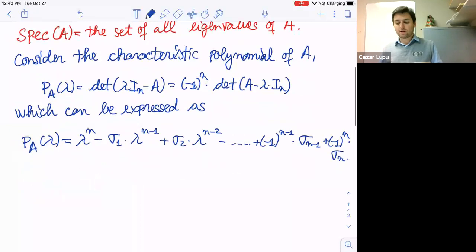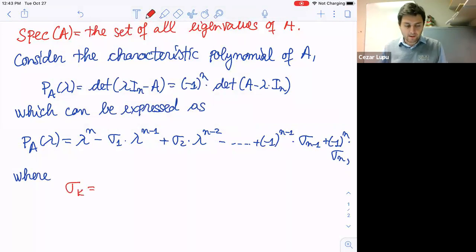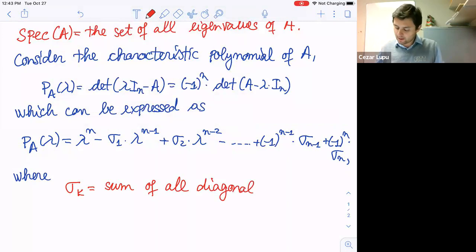And now the question is, who are these coefficients? Where, and I'm going to write here so that you can see, this lambda, the sigma k, these are the sum of all diagonal minors of size k.